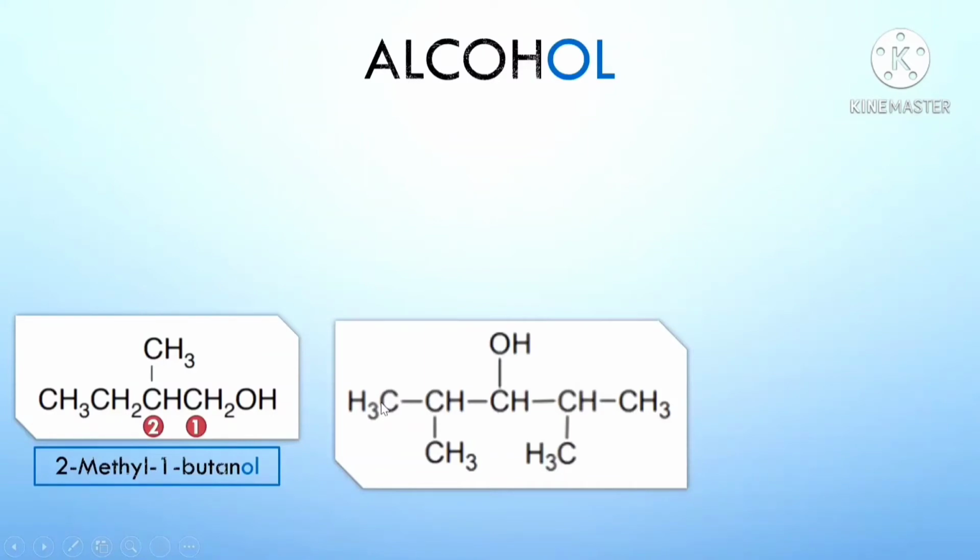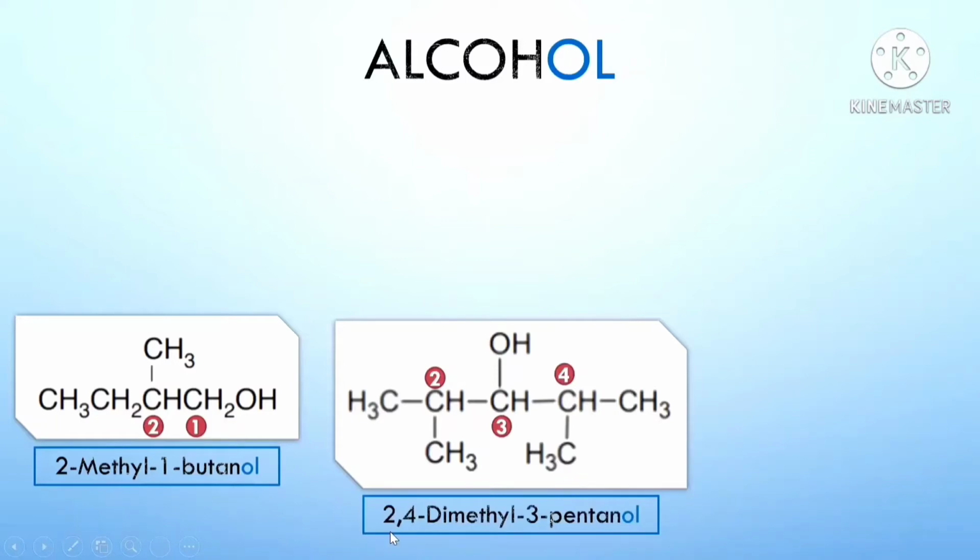For this next example, this is the parent chain with 5 carbon atoms. So the alkane name is pentane. At carbon number 2, a methyl group is attached. At carbon number 3, we have the hydroxyl group. And at carbon number 4, another methyl group is attached. So the name would be 2,4-dimethyl-3-pentanol. This means that the parent chain has 5 carbons, hence pentane, and the OH group is attached at carbon number 3.